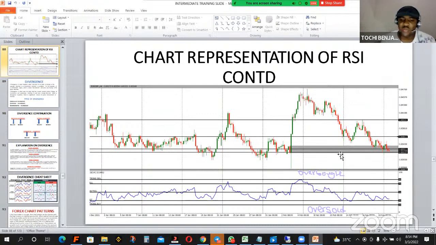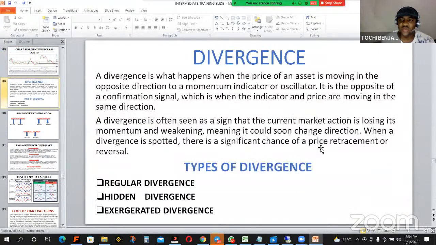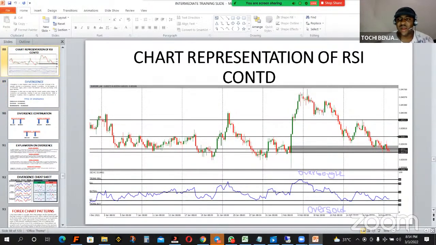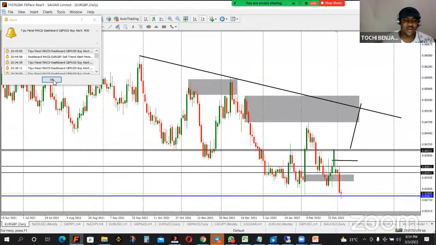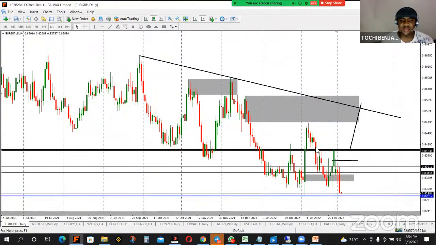Okay, so now how do we trade using RSI? Very simple. Let me plot the RSI on my chart so that we know. Watch and listen to how you plot the RSI on your chart. Now let's move on.